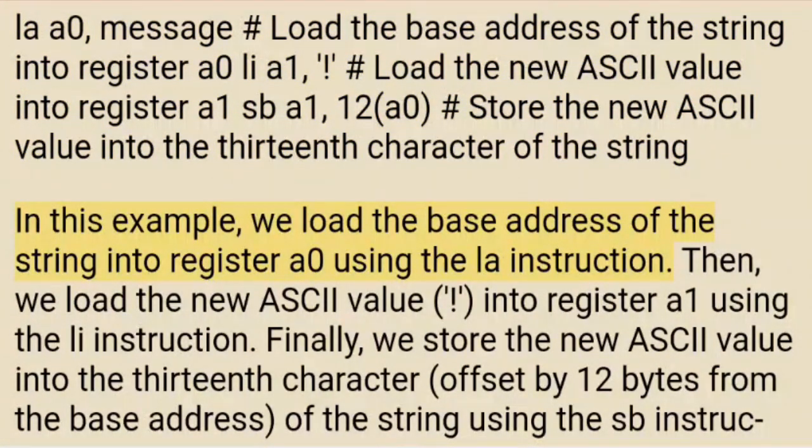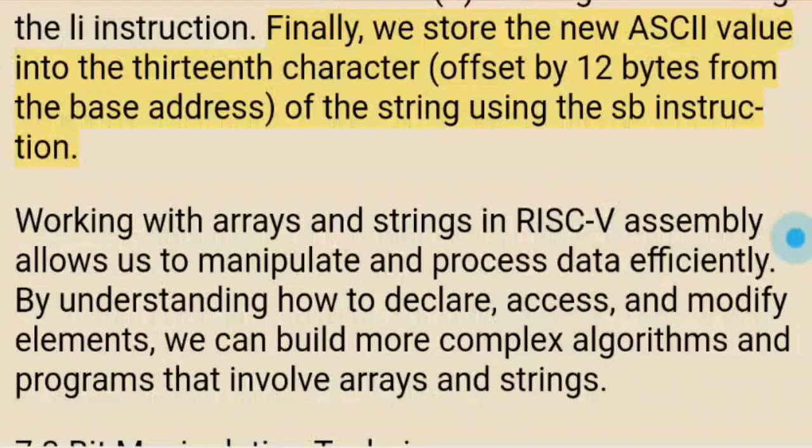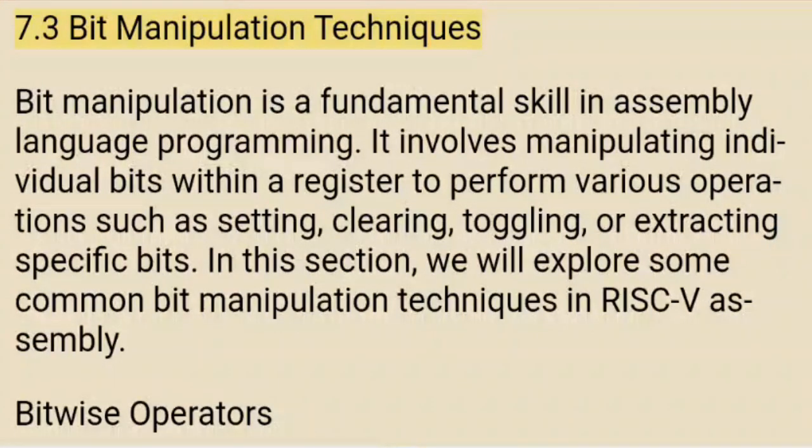In this example, we load the base address of the string into register A0 using the LA instruction. Then, we load the new ASCII value into register A1 using the LI instruction. Finally, we store the new ASCII value into the 13th character, offset by 12 bytes from the base address of the string using the SB instruction. Working with arrays and strings in RISC-V assembly allows us to manipulate and process data efficiently. By understanding how to declare, access, and modify elements, we can build more complex algorithms and programs that involve arrays and strings.